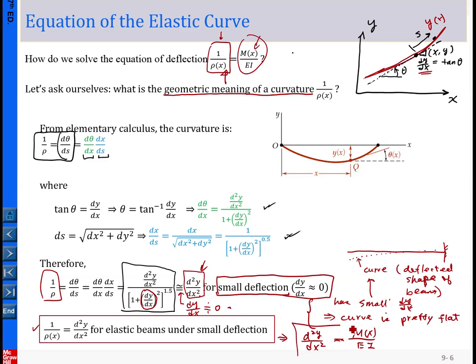This is the equation for this chapter, and it is a very important equation. Again, the right-hand side is about the loading information and material information, and the left-hand side is the approximated curvature, and this approximation takes place for small deflection. Keep this in mind.